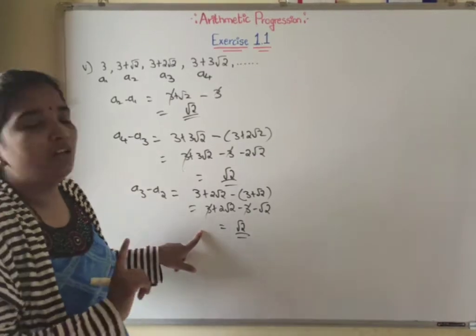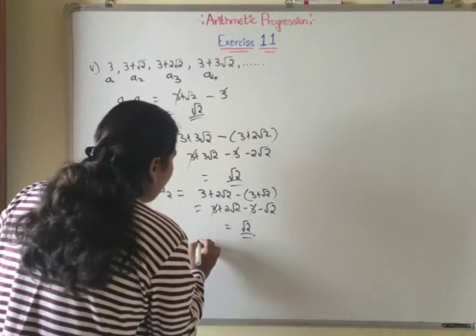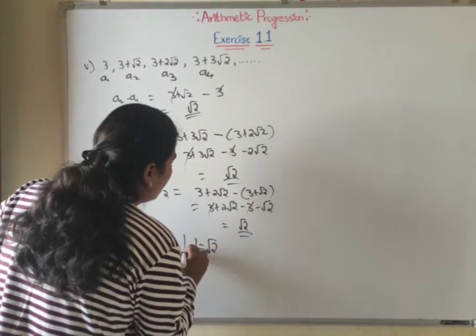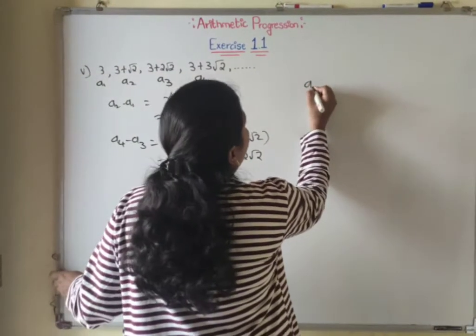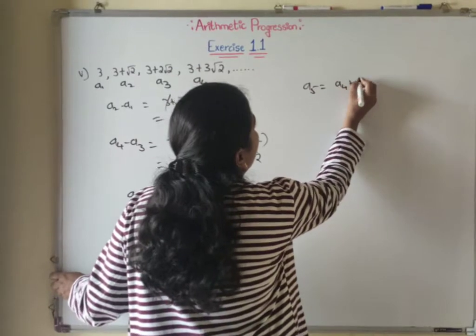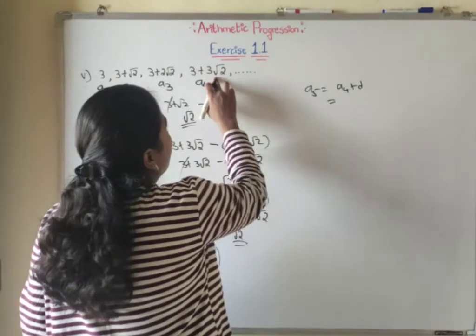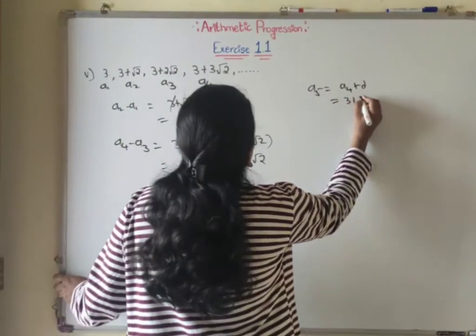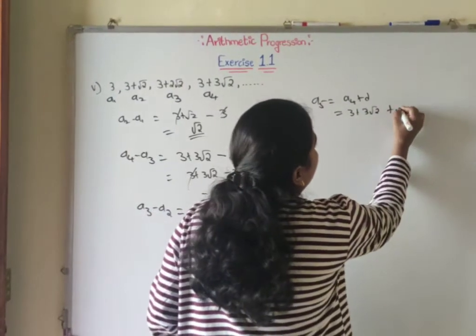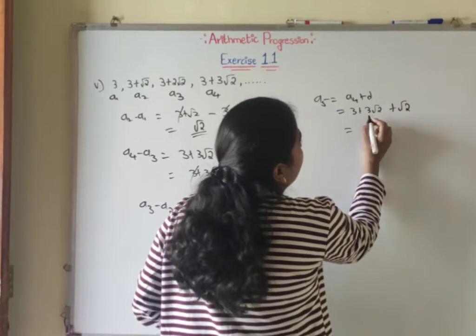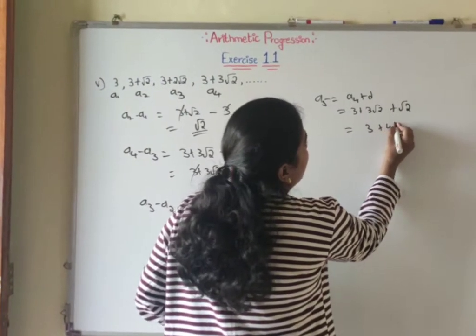Any confusion? No confusion? No. We can write D is equal to root 2. Now the next three terms: A5 is equal to A4 plus D. A4 is what here? 3 plus 3 root 2. D is root 2, plus root 2. 3 plus 3 plus 1, 4 root 2.